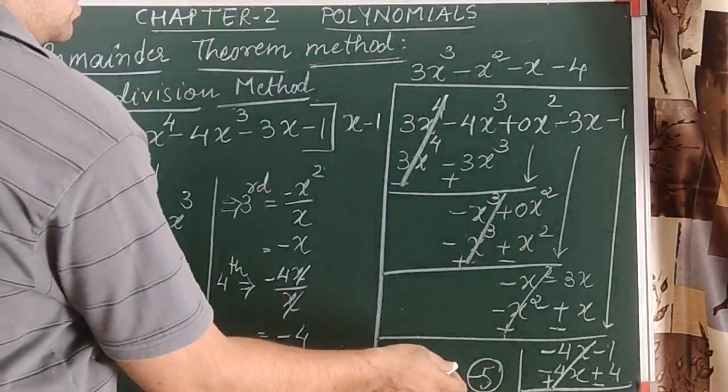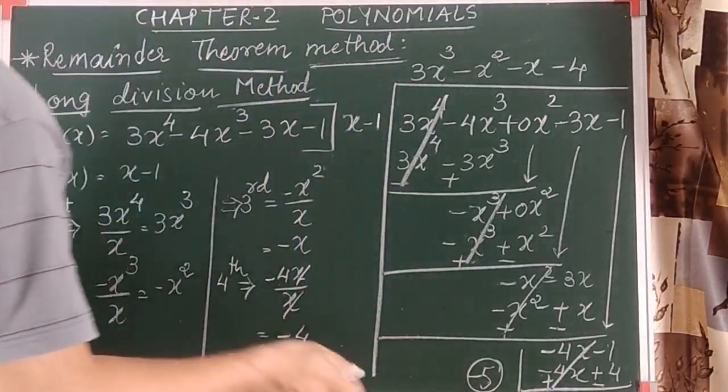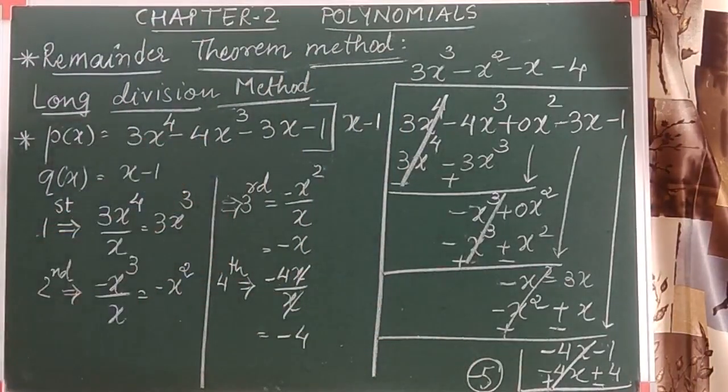So this is the remainder polynomial. This is the quotient polynomial. As the remainder is not 0, we cannot say that the divisor polynomial is a factor of the dividend polynomial, because the remainder is minus 5. Thank you.